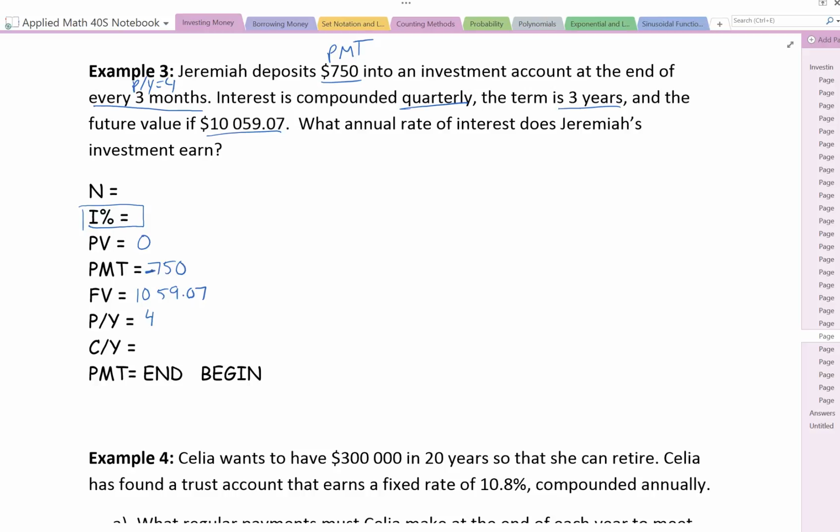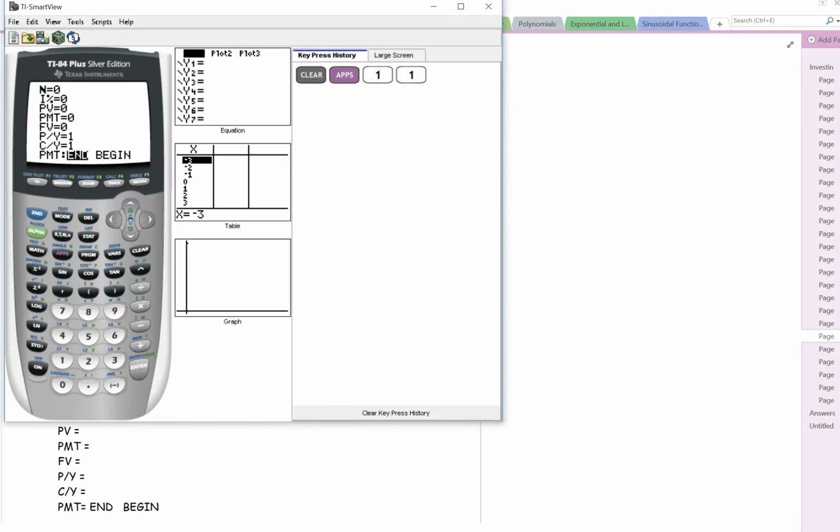So 3 years quarterly means that n is going to be 3 times 4. And then this is also compounded. How is this compounded? Compounded quarterly. So we've got a 4 there as well. Okay. Punching all of that into our calculator. Let's see what we get here.